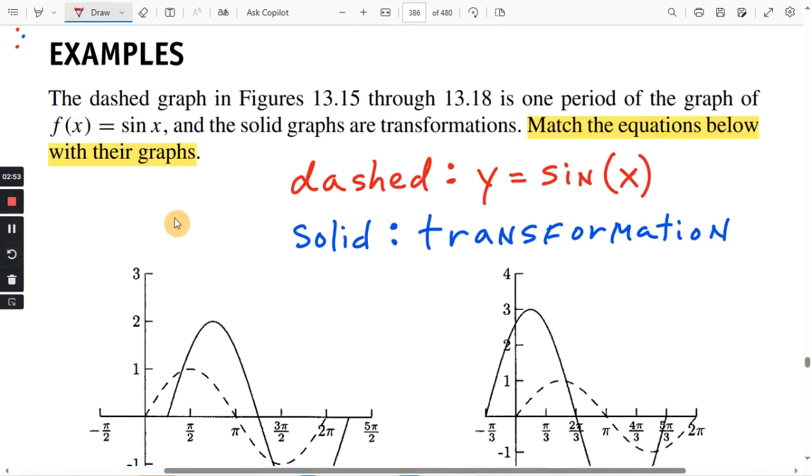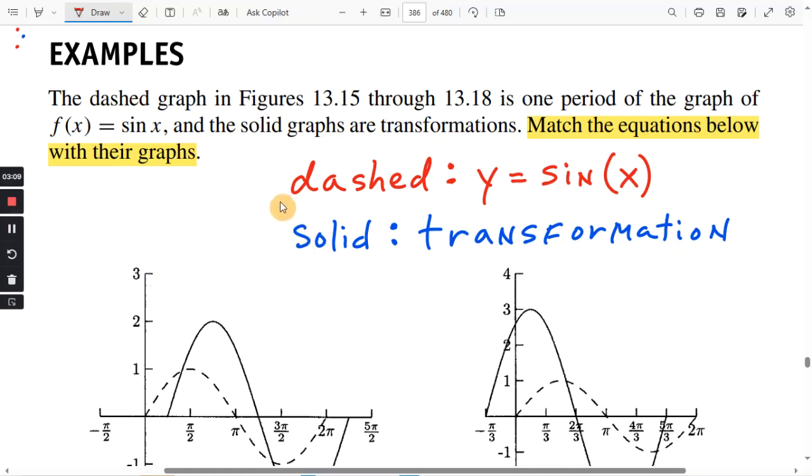All right, let's look at some examples. The dashed graph is one period of f of x equals sine of x. Same thing, y equals sine of x. And the solid graph is the transformation. Match the equations below with their graphs.